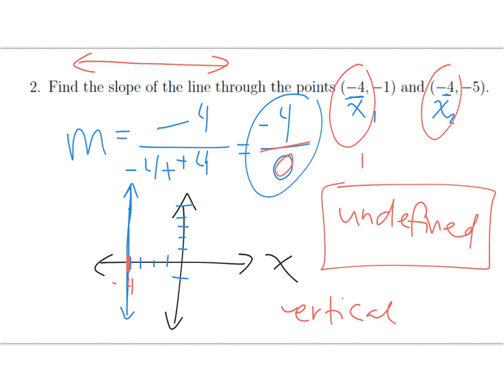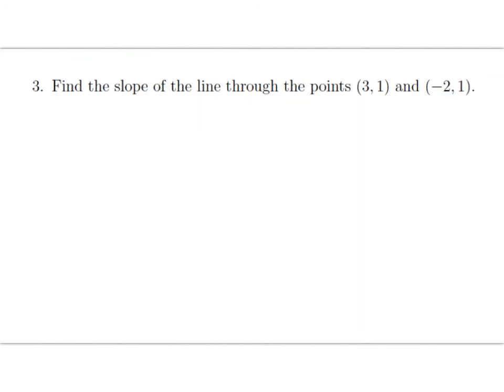So be on the lookout. If the x's are the same, you're going to have an undefined slope if you're finding the slope of a vertical line. And if the y's are the same, you'll have a horizontal line. And since the y values don't change, the slope is 0. Here, we notice the y values are the same. I'm going to graph this quickly.